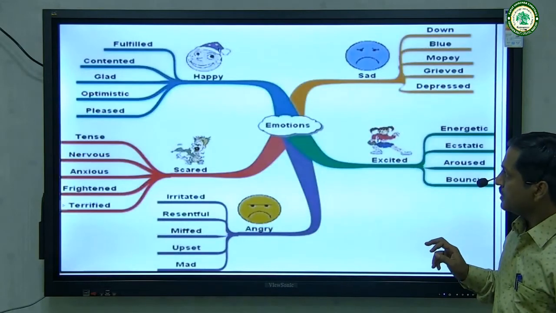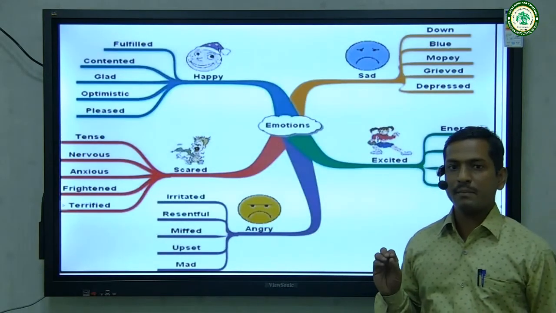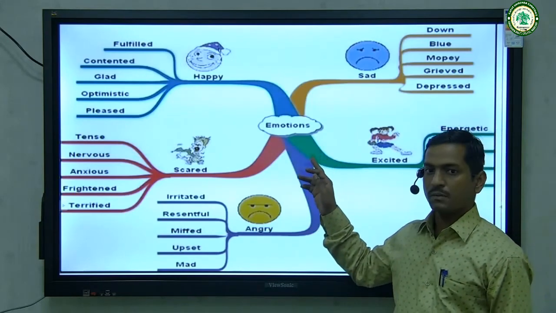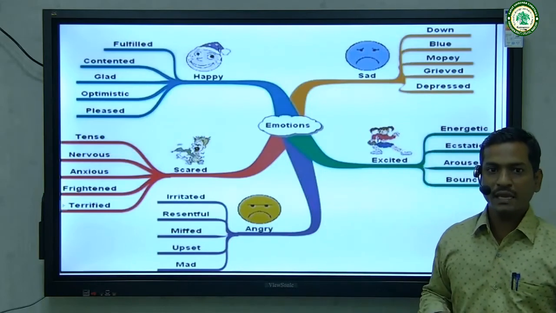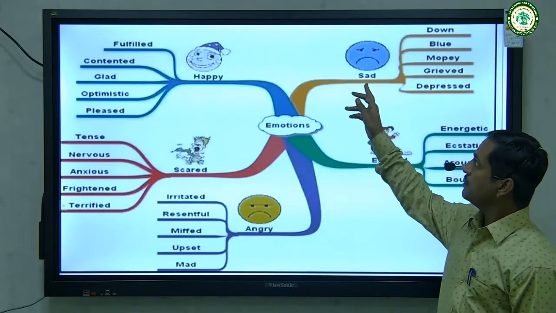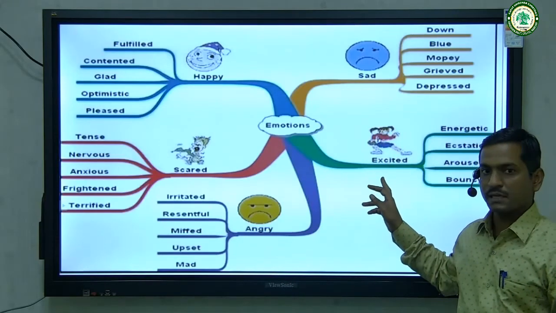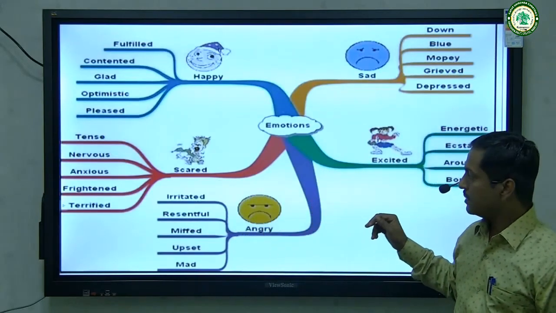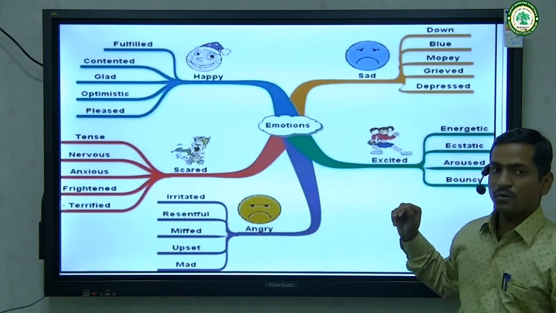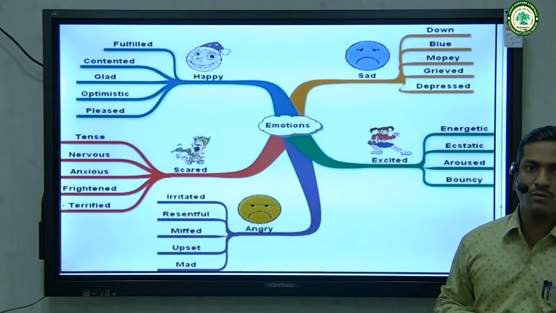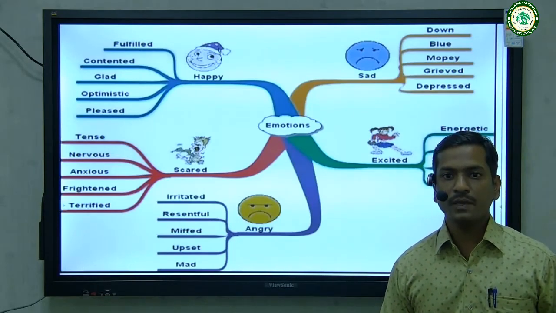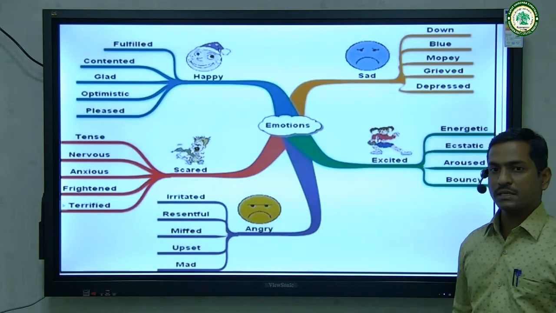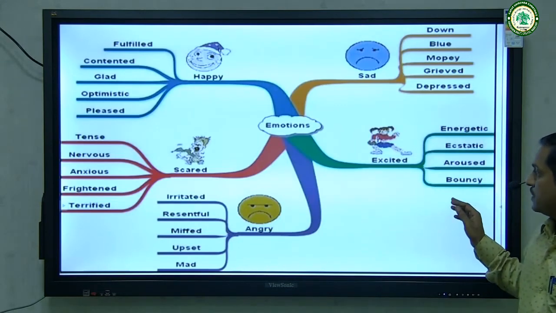Then there is another example of a mind map. When we think about human emotions, which kind of emotions initially come to our mind? The first is when we become sad. Sometimes we become excited, sometimes we become happy, sometimes we become scared. When we become sad, we look downtown, we look blue, moody, grieved or depressed. When we become excited, we look energetic, ecstatic, aroused and bouncy.